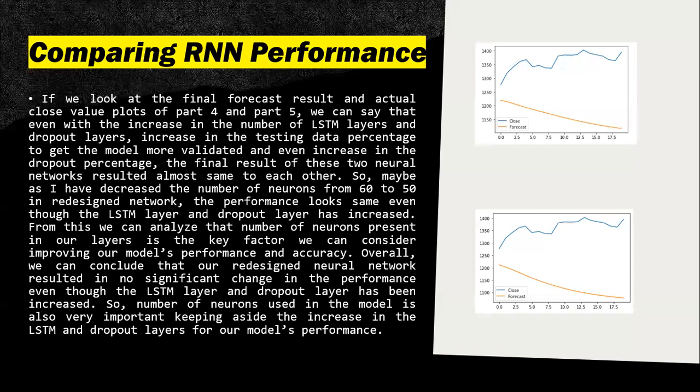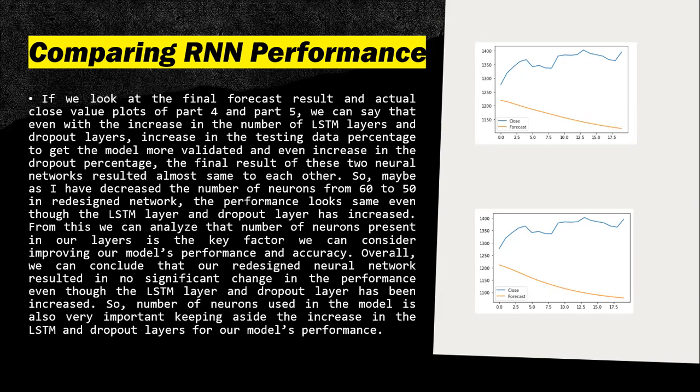So now comparing the LSTM RNN performance of the part 4 and part 5, like the LSTM neural network and the redesigned LSTM neural network. If we look at the final forecast result and actual close value plots of part 4 and part 5, we can say that even with the increase in the number of LSTM layers and the dropout layers, and increasing the testing data percentage to get the model more validated, and even increasing in the dropout percentage, the final result of these 2 neural networks resulted almost same to each other.